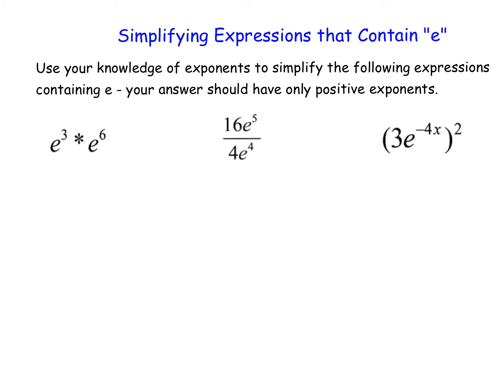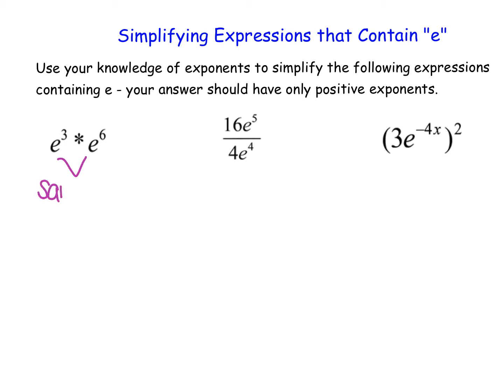So we're just going to recap our exponent properties and make sure that we can simplify expressions that contain e, so we can then work with e in the future. So here, what you're going to notice is we have e to the power of 3 times e to the power of 6. So this is very, very similar to what we've seen in the past.